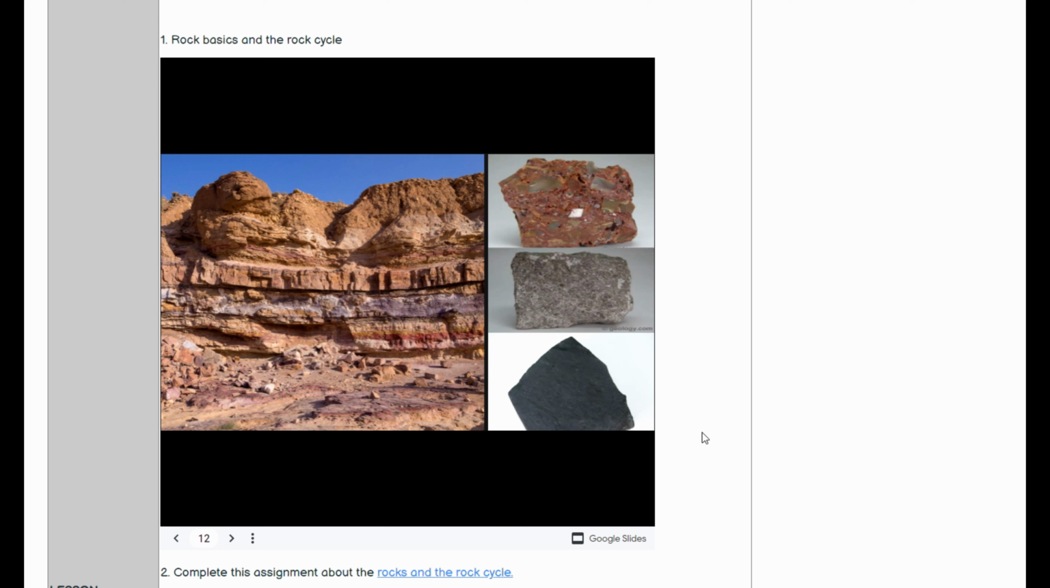Some examples of sedimentary rocks here. Again, be able to recognize the different types. So these are sedimentary rocks formed from particles being forced together.